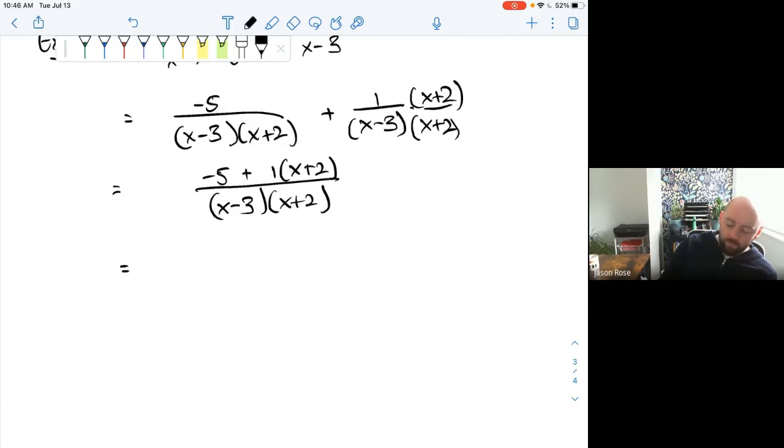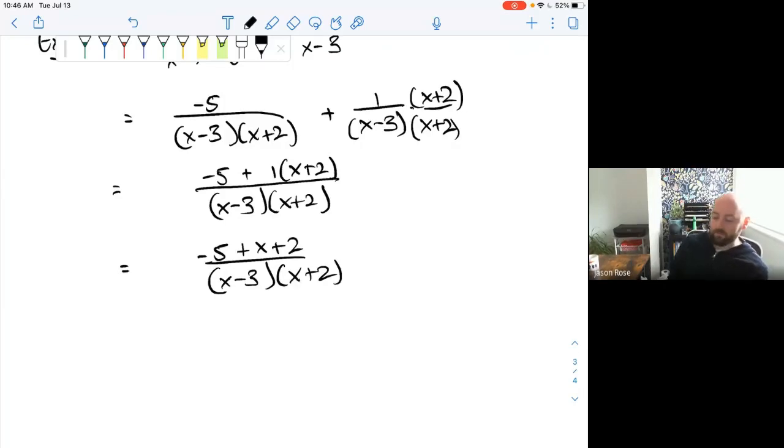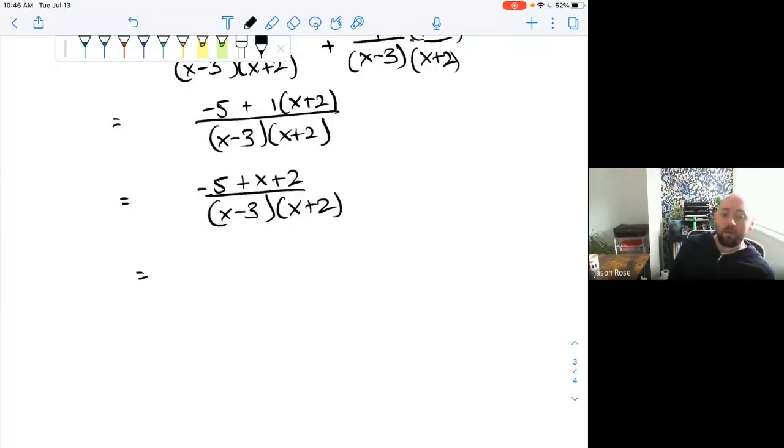So minus 5, 1 times x plus 2 is just x plus 2. And then minus 2 plus 5 is minus 3. And now a cancellation can be made. x minus 3 is the entire numerator here, so it is a factor.